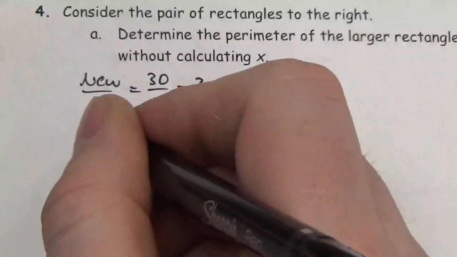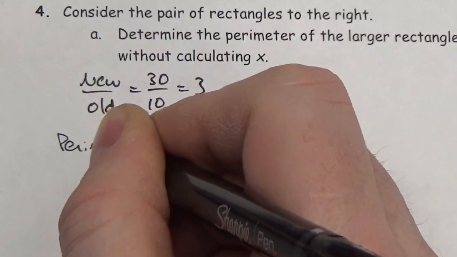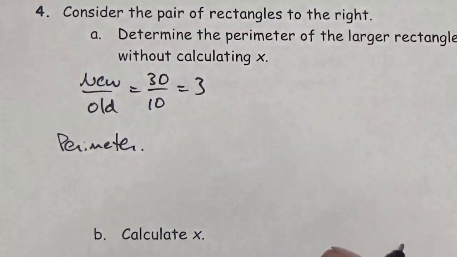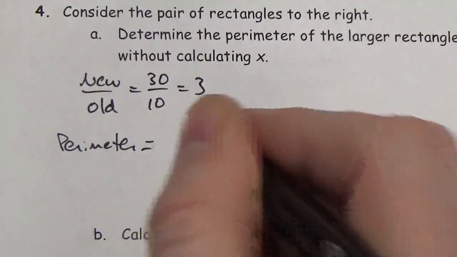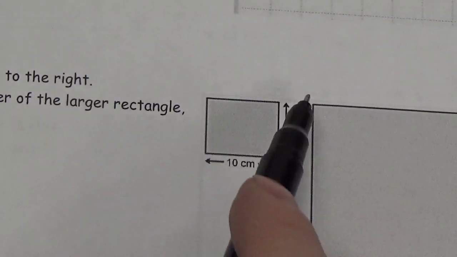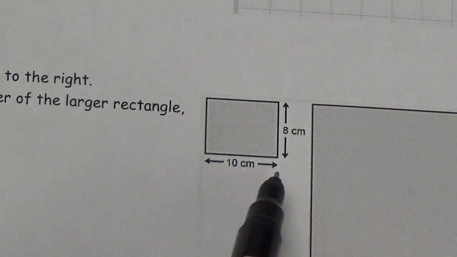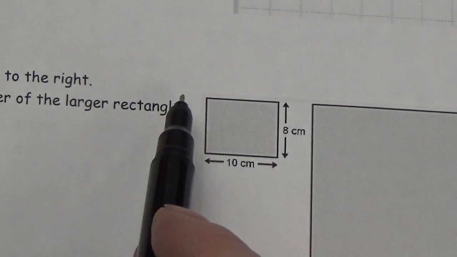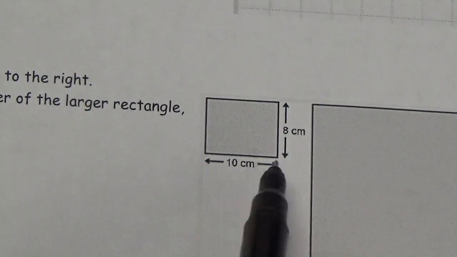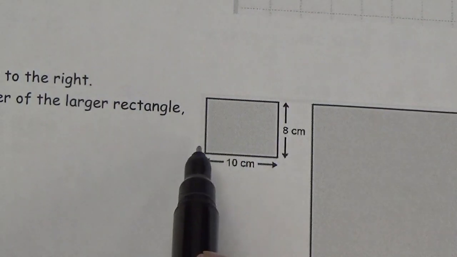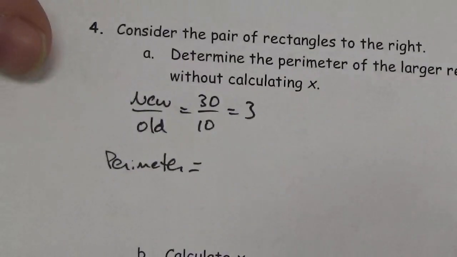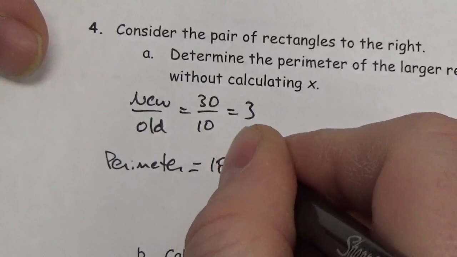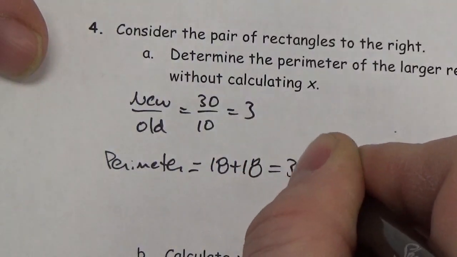So we can figure out the perimeter of the old one. This is going to be 10 and this is 8. So I know that 10 and 8 for these two is going to be 18. But I also know that this is going to be 10 and this is going to be 8. So it's going to be 18 plus 18, which is 36. So our perimeter is 36 centimeters.